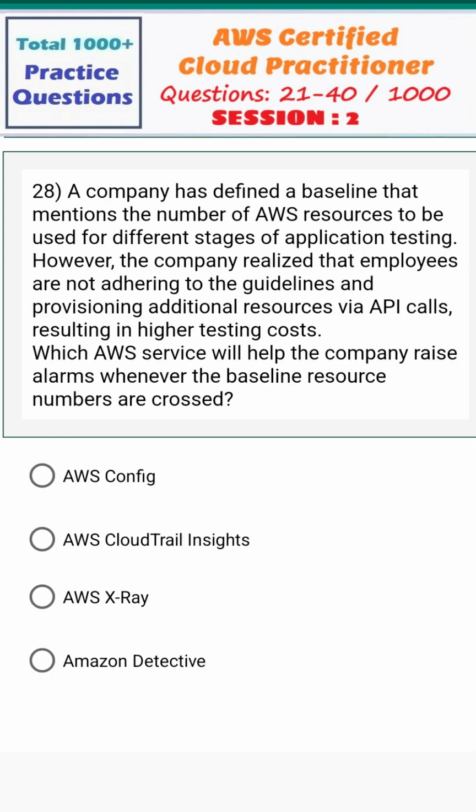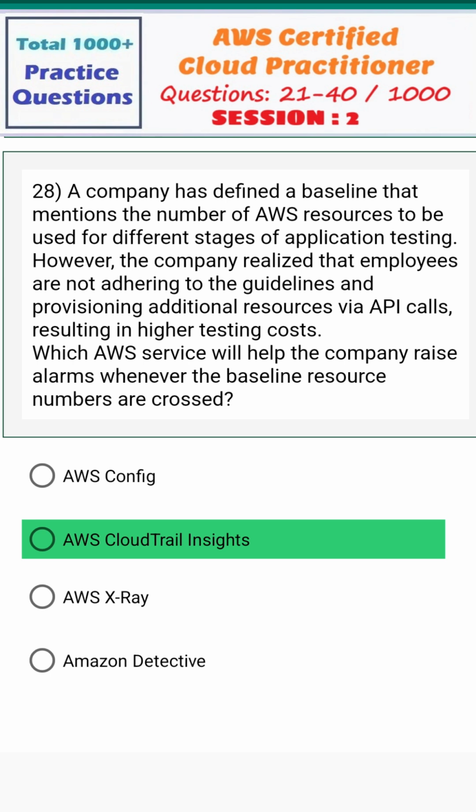Question 28. A company has defined a baseline that mentions the number of AWS resources to be used for different stages of application testing. However, the company realized that employees are not adhering to the guidelines and provisioning additional resources via API calls, resulting in higher testing costs. Which AWS service will help the company raise alarms whenever the baseline resource numbers are crossed? First option, AWS Config. Second option, AWS CloudTrail Insights. Third option, AWS X-Ray. Fourth option, Amazon Detective. The correct answer is option 2, AWS CloudTrail Insights.